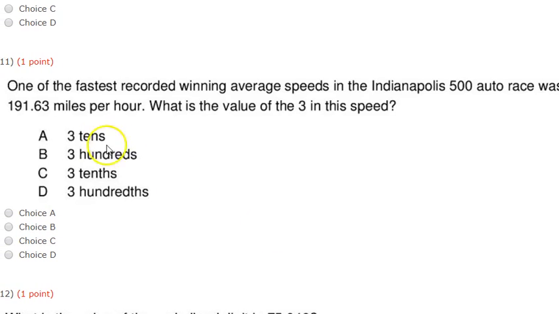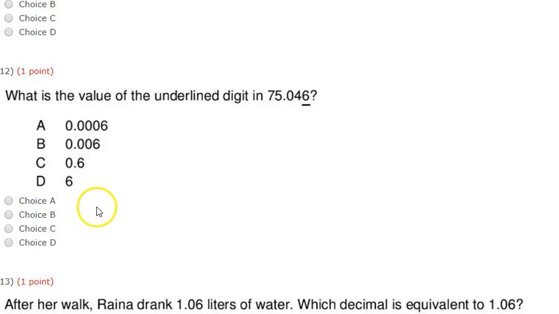Number 11. One of the fastest winning average speeds in the Indianapolis 500 auto race was 191 and 63 hundredths miles per hour. What is the value of the 3 in that speed? So on 191.63, what's the value of that? Is that 3 tenths, 3 hundredths, 3 tenths, 3 hundredths? A, B, C, or D?